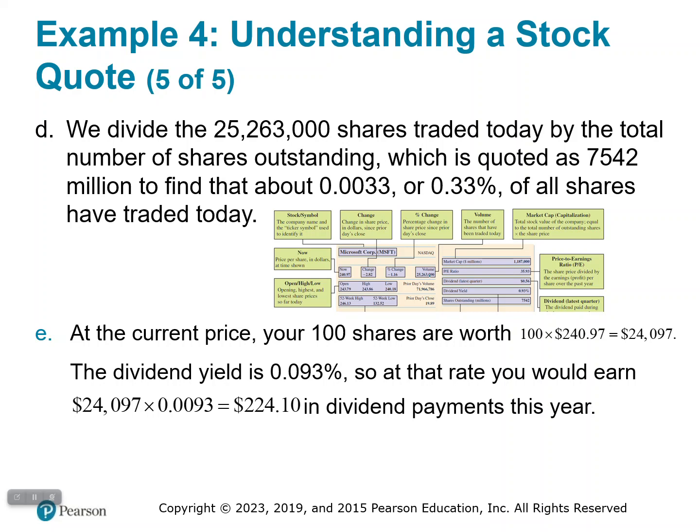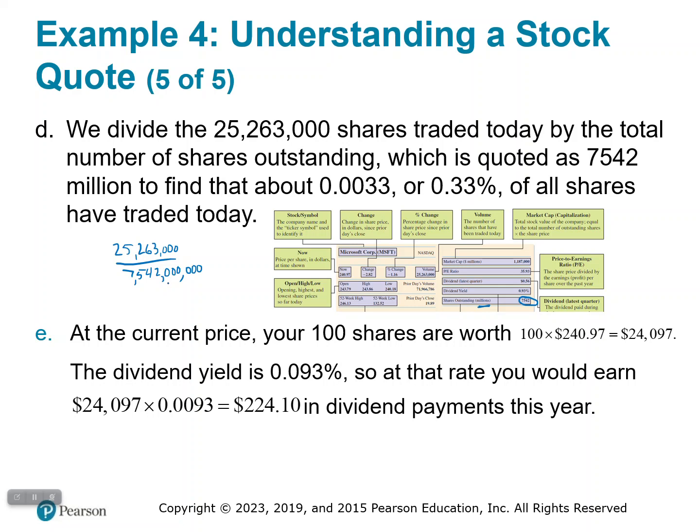So let's take the volume, all right? The volume of shares traded today. And we'll divide by the number of shares outstanding. Notice that's in millions. Very important to keep a look at the millions. So we are going to divide 25,263 by 7,542 million. So we divide this fraction and we end up with this decimal.